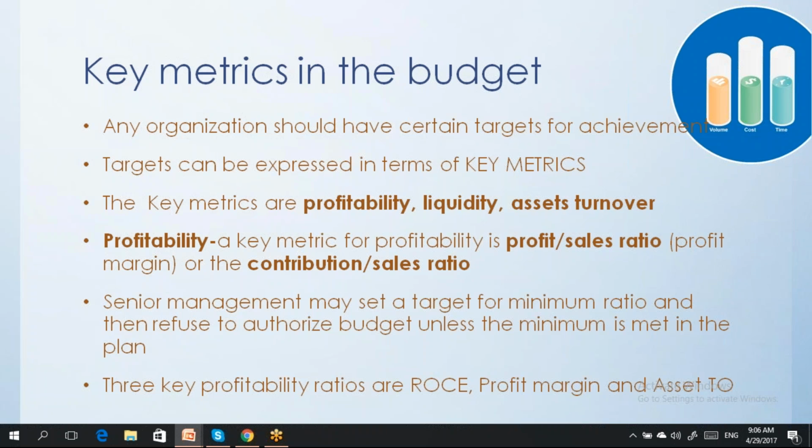So basically there are three items. We have discussed this earlier: profitability, liquidity, asset turnover. Profitability really reflects the kind of profit we are getting by doing this activity in terms of sales, how much profit margin we are getting, how much contribution we are getting. All that is very important for us to know the way that we are going forward. So that's what we call profitability.